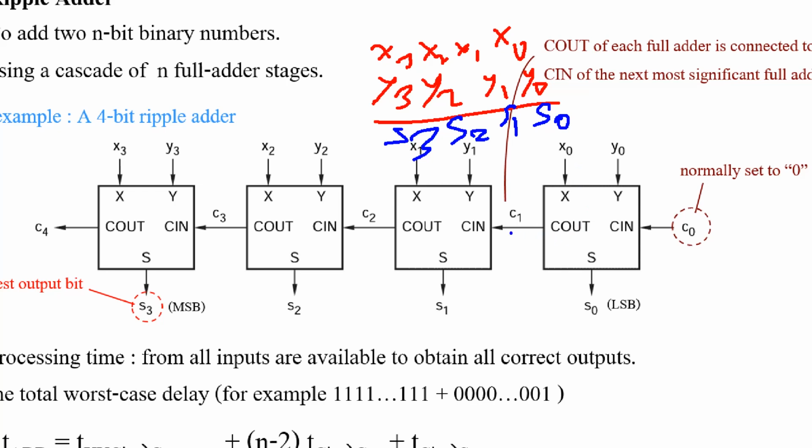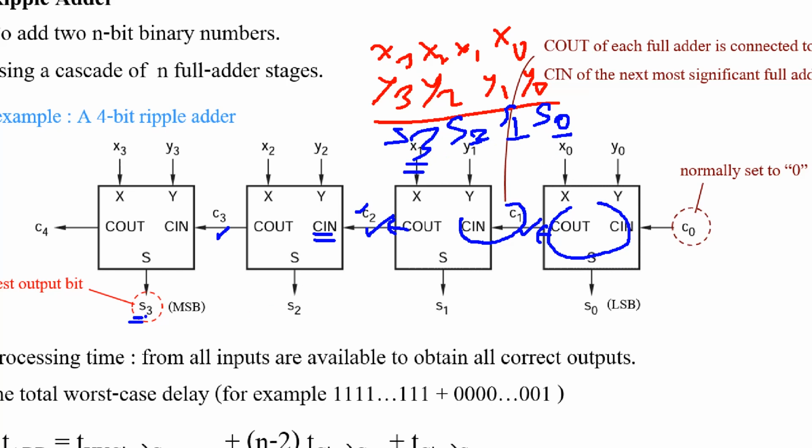In this case there are C1, C2, C3. C1 is the carry in of this digit and is also the carry out of the previous digit. C2 is the carry in of this digit, which comes from the carry out of the previous digit, and so on. So to complete the calculation, all of these results must be correct, right?